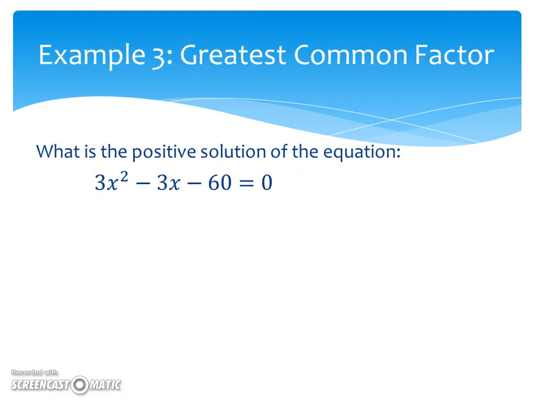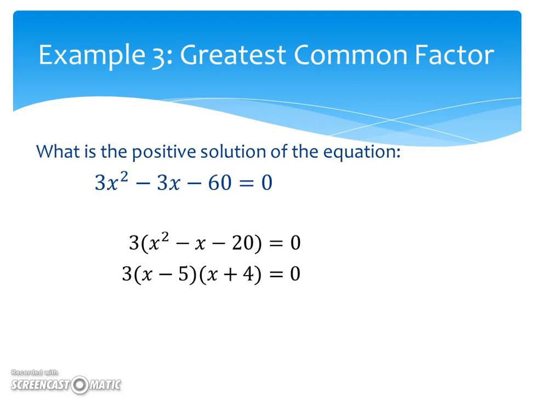Next one, greatest common factor. So there is a GCF in here. So we're going to first factor out the 3. Then we get x squared minus x minus 20. And we can factor the trinomial. So we get x minus 5, x plus 4. We can use the zero product property to set each of those equal to 0. 3 will never equal 0, so we don't even have to include it. x minus 5 equals 0, x plus 4 equals 0. Solve each equation, we get 5 and negative 4.